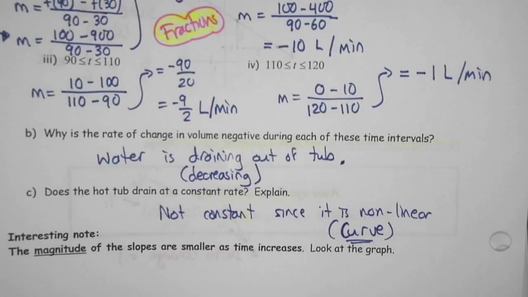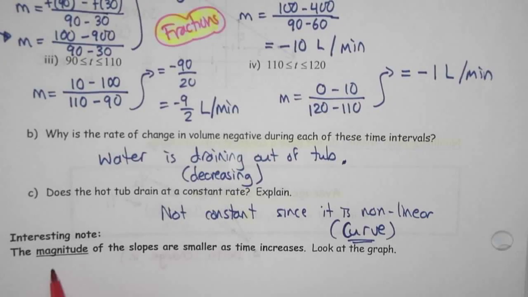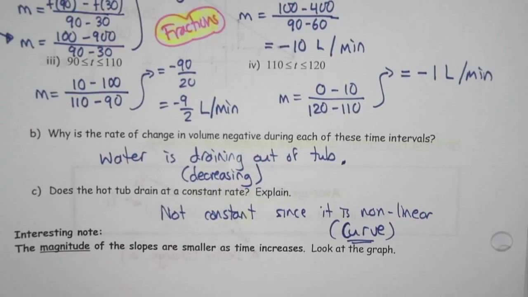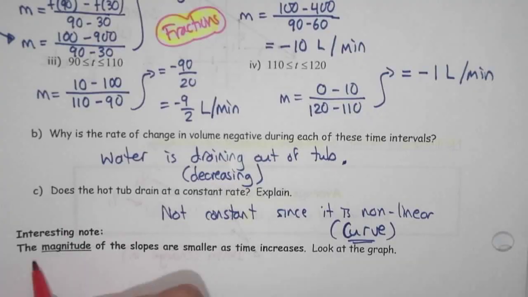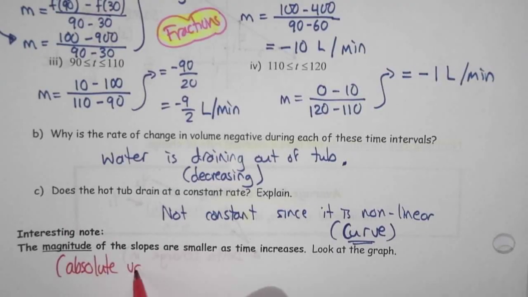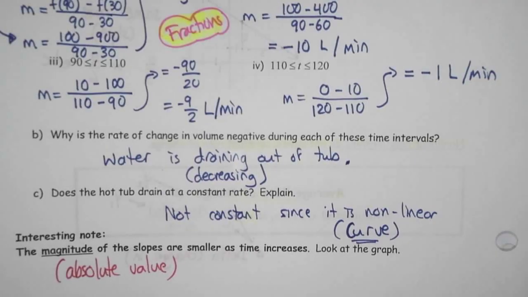An interesting note, I just put this on the bottom. The magnitude is a word that we're going to slowly start to use once in a while. That means the absolute value. So the magnitude of a slope. So the absolute value of the slope is getting smaller as time increases. Looking at the graph, right, and again, it kind of makes sense in reality, right?